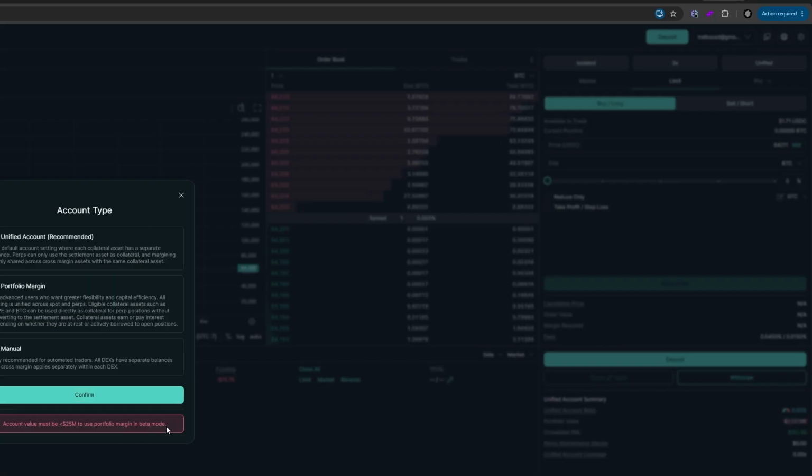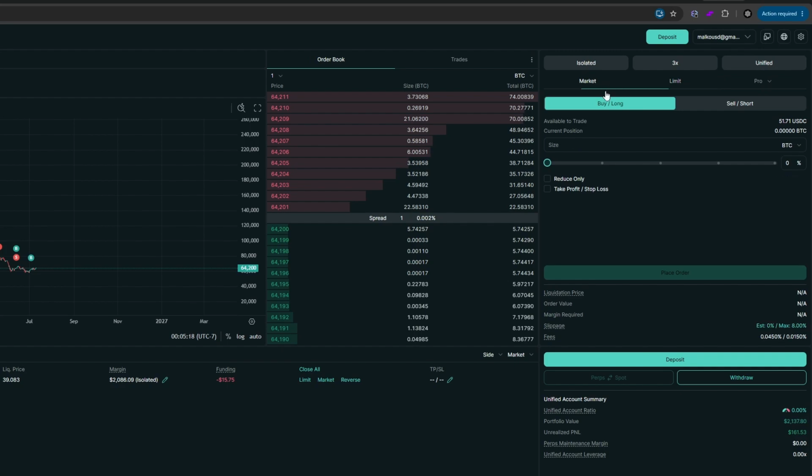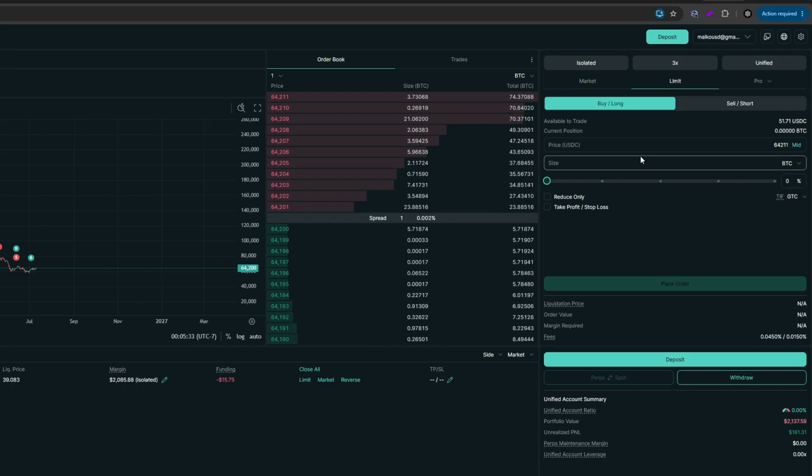Then it says account must be under 25 million to use portfolio margin. I wouldn't worry about that. Then market means you buy at the mark price we talked about up here. And then you can buy long, sell short, choose your position size. Then there is limit, which will buy if it hits a specific price.